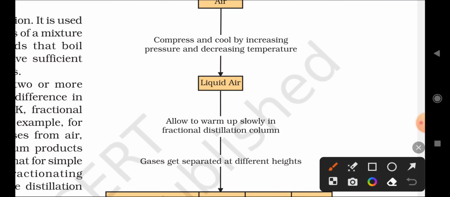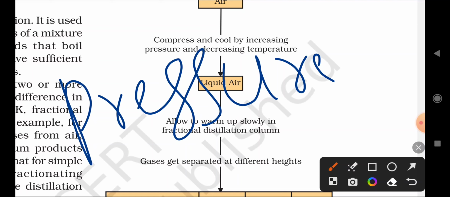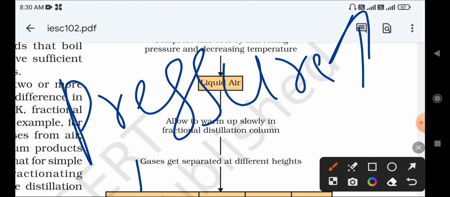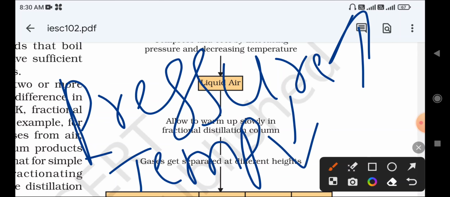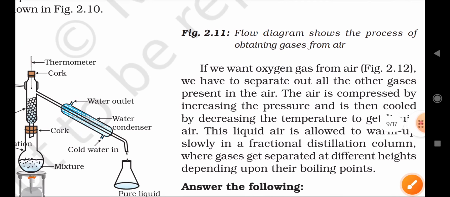So how can we liquefy the air? By two factors: by increasing the pressure and by decreasing the temperature. Then only can we convert the mixture of air into liquefied air. These are the two methods.